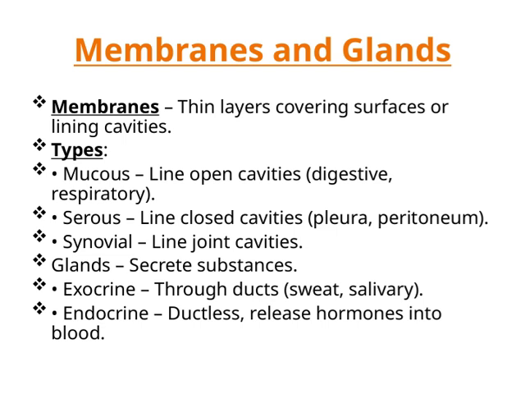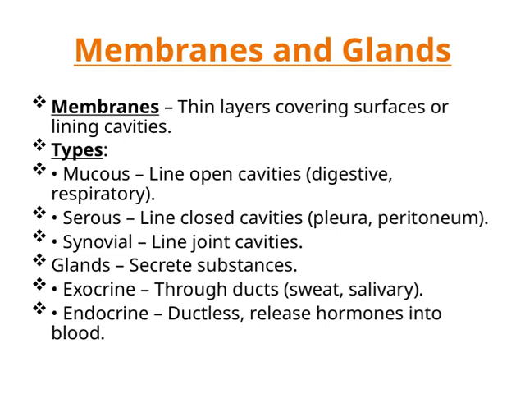Mucous membranes line open cavities like those in the digestive and respiratory systems. They help protect and moisten these passages. Serous membranes, on the other hand, line closed cavities such as the pleura around the lungs or the peritoneum in the abdominal cavity. They reduce friction between moving organs. Then we have synovial membranes, which line joint cavities and are crucial for smooth joint movement.